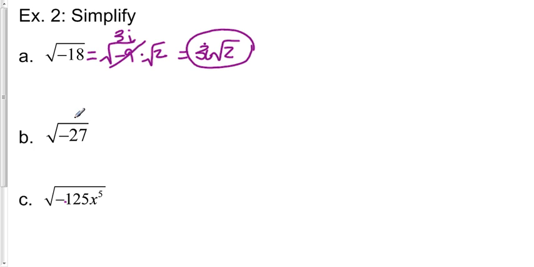I've got the square root of negative 27. So negative 27, that's negative 9 times 3. That's how I'm going to want to split it up. So the square root of negative 9 times the square root of 3 is the same thing as the square root of negative 27. I know that the square root of negative 9 is 3i again. And so my answer in simplest form here would be 3i times the square root of 3.